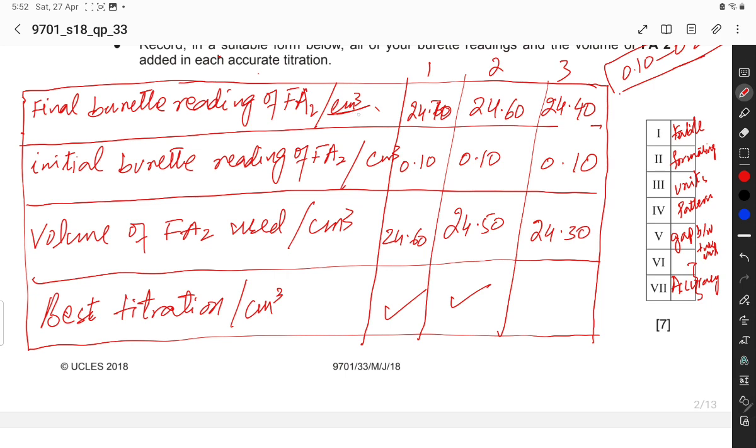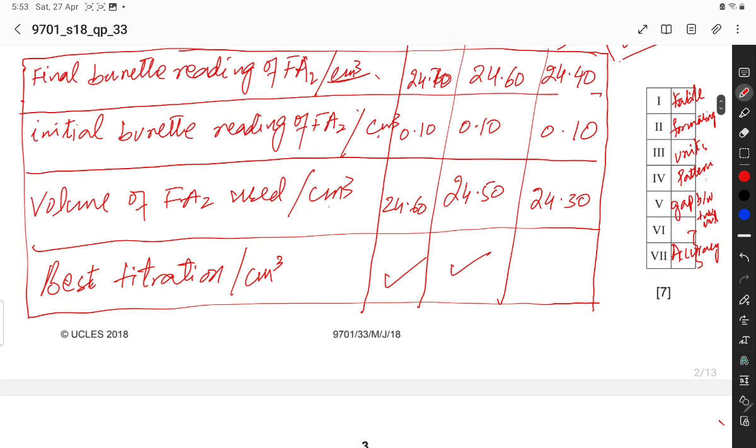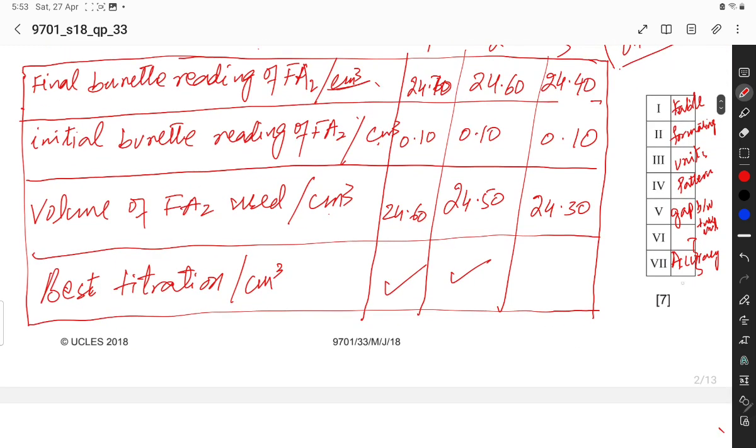Just always write down units, centimeter cube over here, centimeter cube over here, in every column write down the unit of the burette volume. And the gap between two readings should be between 0.10 to 0.20, not more than this. This is the fourth mark given to you. And accuracy, so you can score 5 marks if you draw a neat and clean table like this, and 6 and 7 marks for accuracy if your reading is closer to the examiner or supervisor reading, that is a difference of nearly 0.10 to 0.20, you get 2 marks for this.